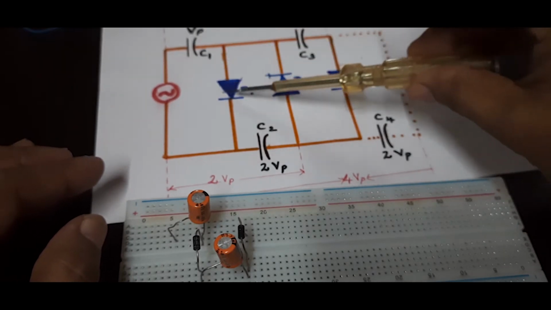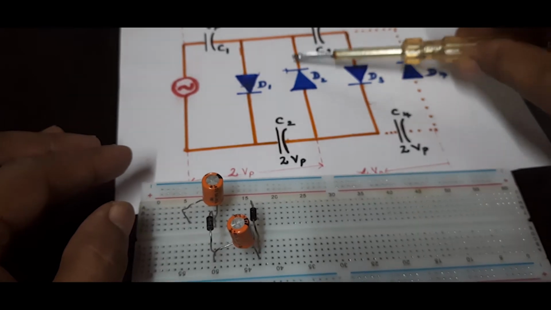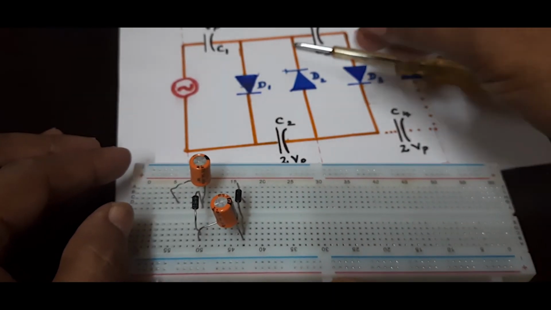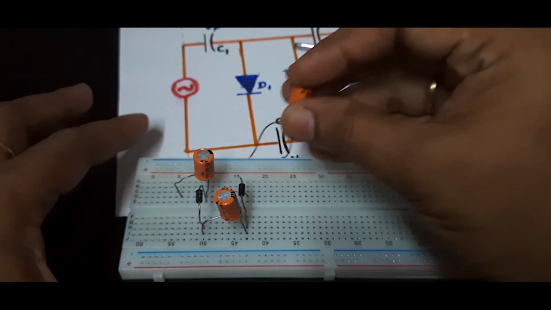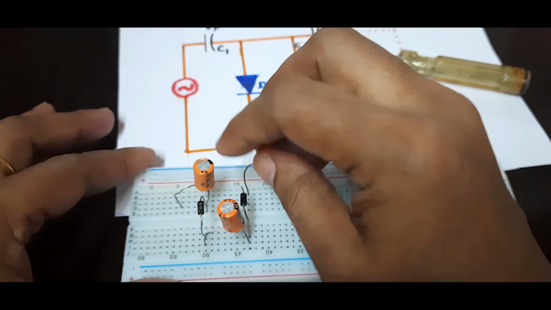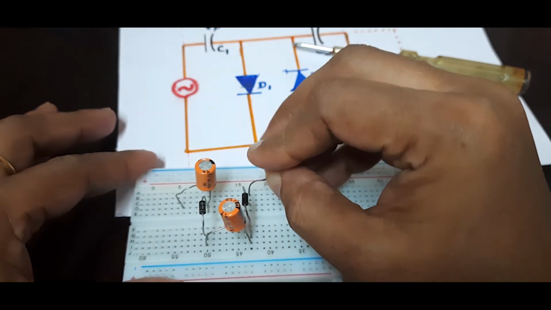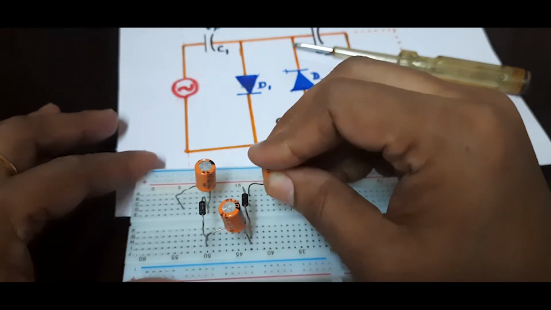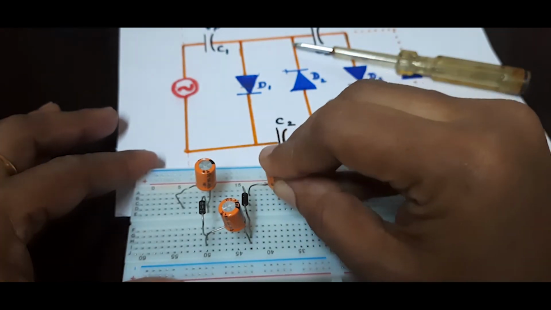I finished these 4 components. Now this capacitor from the negative end of this diode. I'm trying my best to construct the circuit exactly like the picture that we have drawn. So positive, negative of the capacitor.